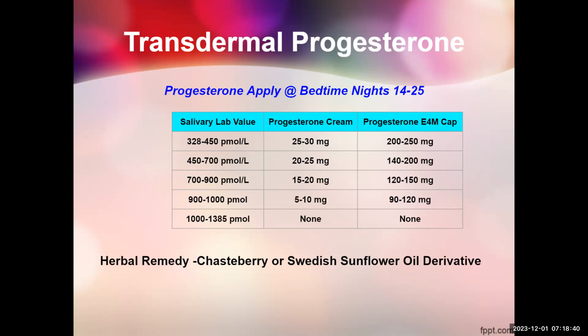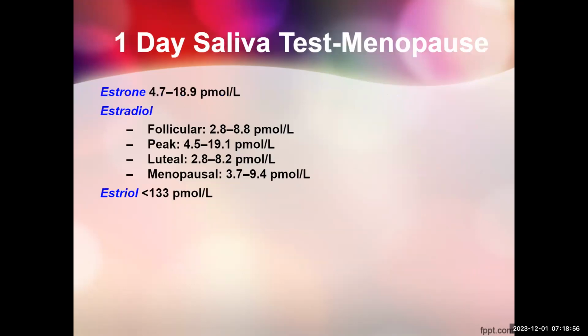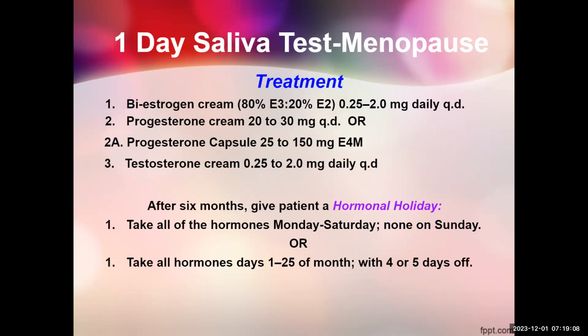So the chasteberry black cohosh combination works reasonably well also, to cover the symptoms. And there's lots of combinations. We use Zymogen. One's called Menofem, but there's lots of them. Pretty much every company will have a combo with those in it. So these are the lab values for the 1-day saliva test. And here's a sample treatment plan.